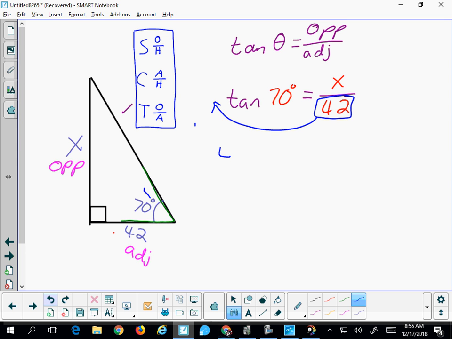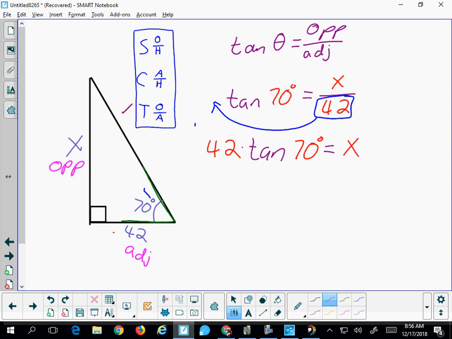we end up with 42 times tangent 70 degrees equals, now what do we have left on the right side once we move that 42? Just x, right? So in this one, that's all the moving that we have to do because now x is already by itself.